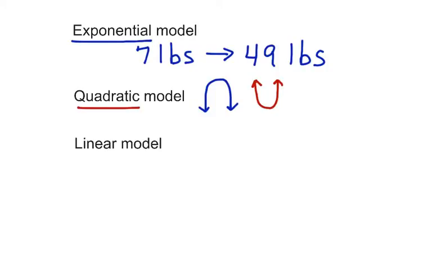The third option is a linear model. Now we know that a linear graph is represented through a line. It can be a line that goes upward or a line that goes down. A linear model represents a gradual change over time. So let's think about what that would mean for our baby.